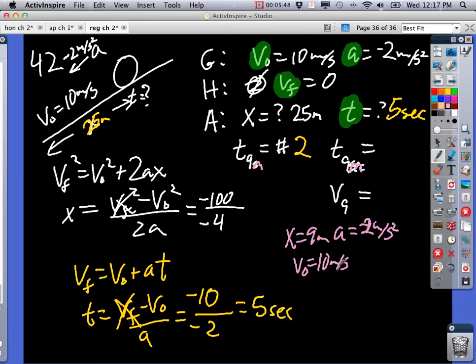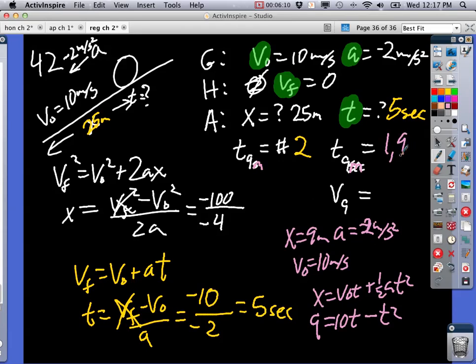X, V0, A, and I want T. So I use X equals V0 T plus 1/2 A T squared. I plug everything in and get 9 equals 10T minus T squared. Then I can factor that into 1 and 9. Those are the 2 times. So when you throw the ball up the hill, in 1 second it passes 9 meters, goes all the way up, comes all the way back down, and in 9 seconds it passes 9 meters again. So it goes up, comes back, and passes it twice.